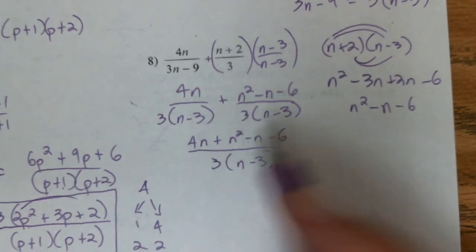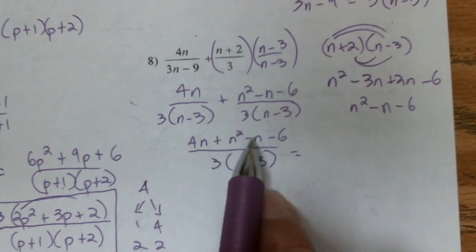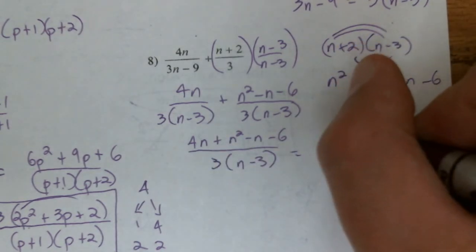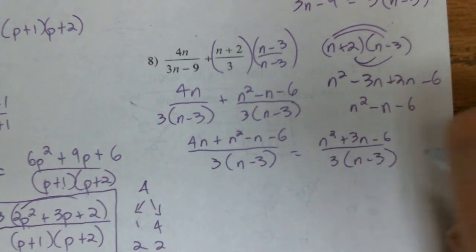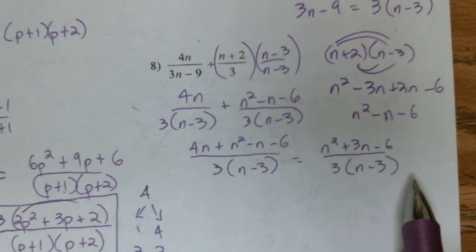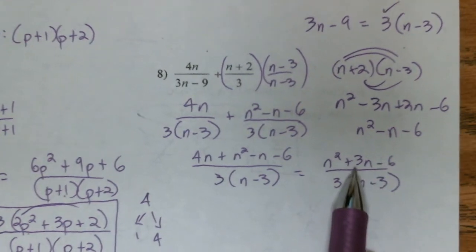Let's clean this up a little bit. On top, I can combine the 4n and the negative 1n, so I've got n squared plus 3n minus 6 all over 3 times n minus 3. Can I factor this? Are there any factors of negative 6 that add to 3?